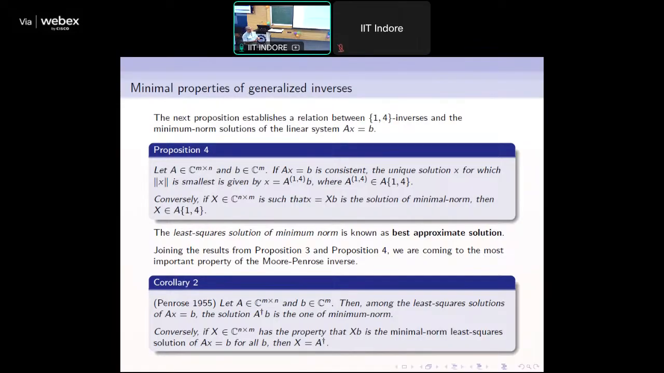And if we unify both the least squares solution and the minimum norm solution, then we obtain the Moore-Penrose inverse solution, or best approximate solution. The best approximate solution is a least squares solution of minimal norm. Do we need the minimum norm property? The least squares solution is enough.